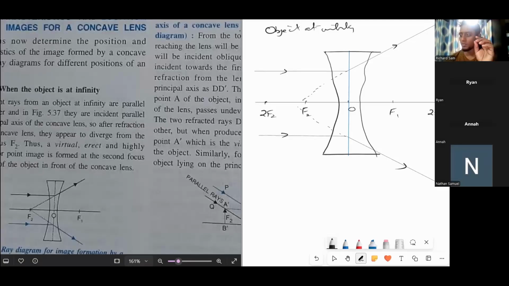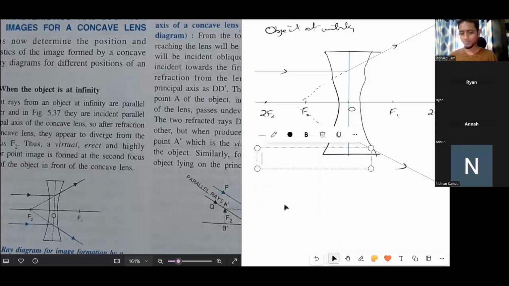So what are the properties of this image? It's forming at a point, so it will be highly diminished. Diminished means it became smaller. But if it's so small like a point, what do we say? Highly diminished. Is it virtual or real? Virtual, because it's on the same side as that of the object. If the image is found on the left side, it is virtual and erect. If it's on the right side, it is real and inverted. So this is virtual and erect. Those are the properties.